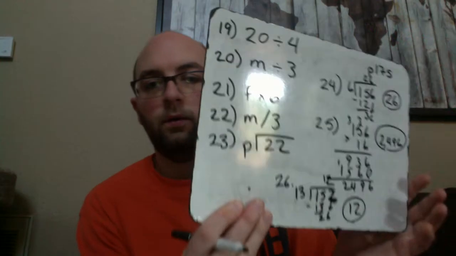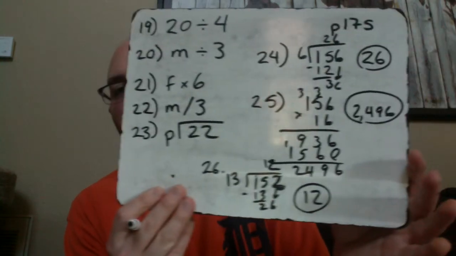And number 26, we have t over 13. Again, another division problem. 13 into 156. 13 goes into 15 once. Minus 13 gives us 2. And then 13 goes into 26 2 times. Our answer is 12. Okay, so there we go for page not 175.